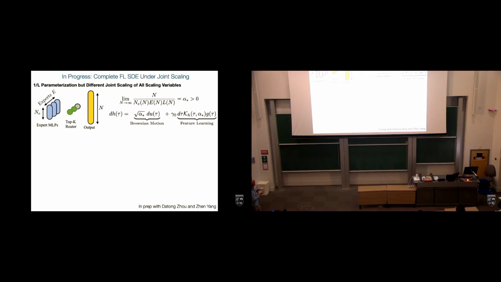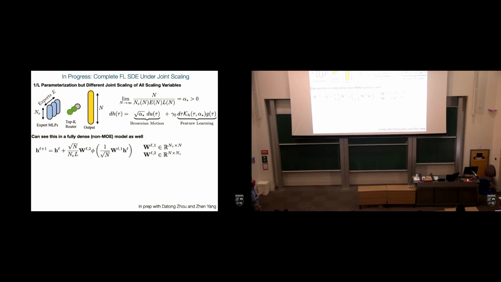So there's an exotic limit that I noticed, which is if you instead don't take this to 0, but take this to some constant alpha, which is a really exotic joint limit. It seems like what can happen is you can get an SDE process for the residual stream variables. So it's complete feature learning, in the sense that I described earlier, but it's also an SDE. So Datong's working on this.